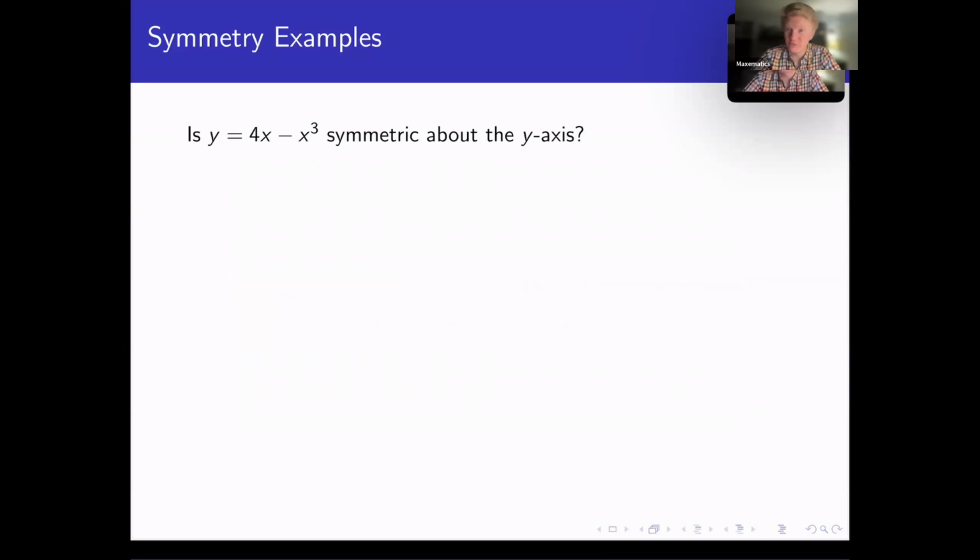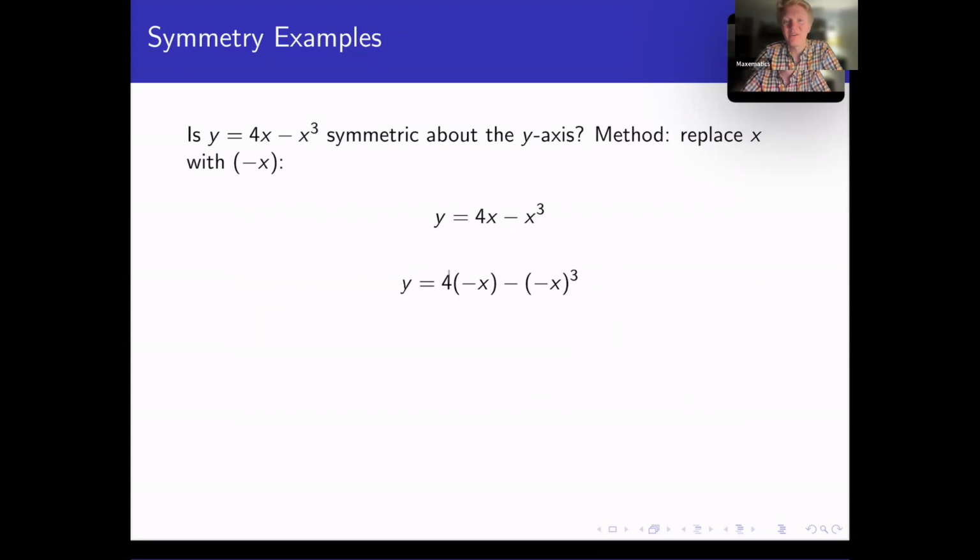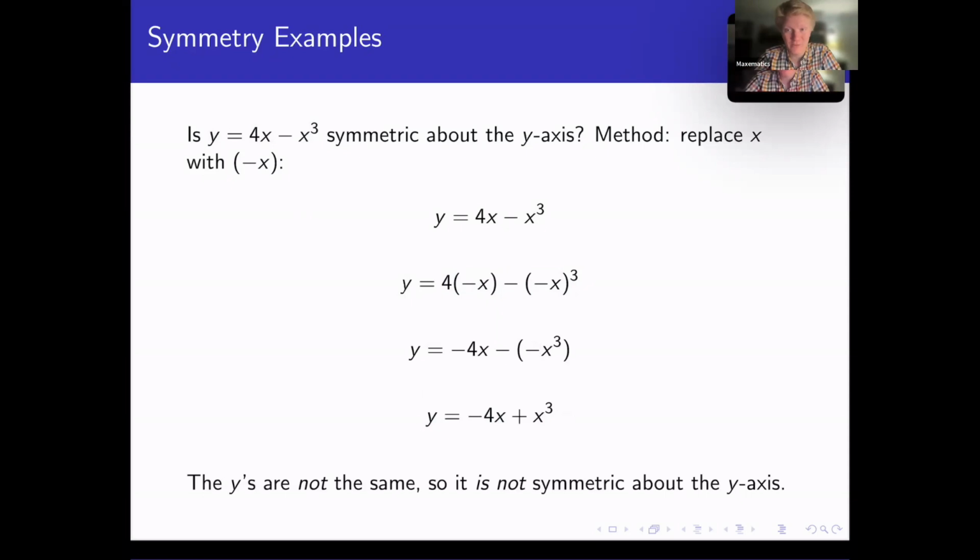Next, 4x minus x cubed: is this symmetric over the y-axis? Well, for symmetry over the y-axis, we're going to replace x with negative x. So wherever we see x, write negative x. So instead of 4 times x, it's going to be 4 times negative x. Instead of x cubed, it's going to be negative x cubed. Well, 4 times negative x is negative 4x. Negative x cubed is negative x cubed, but with the negative sign in front, it becomes positive x cubed. No more simplification we can do, but now is the equation that we started with identical to the equation that we ended with? The answer is no. So this is not symmetric about the y-axis.